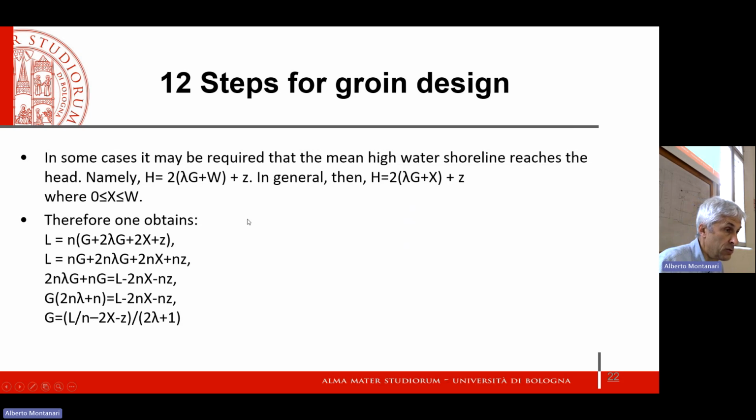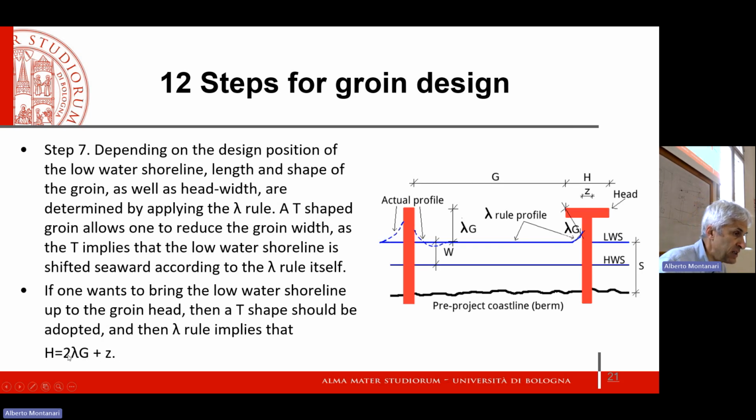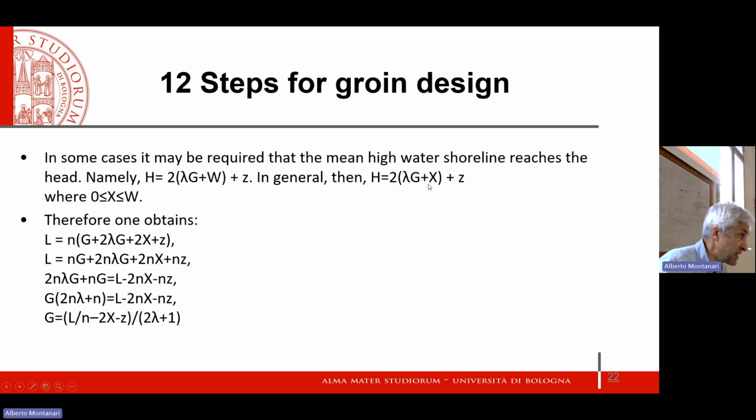Okay? So I go back. Here it was 2 lambda g plus z, the width of the T. If I make it 2 lambda g plus x, x is a kind of allowance, okay? Where usually we recommend that x is greater than 0, because an allowance lower than 0 is not recommendable, of course. And we recommend that the allowance is lower than W, because it's not really useful that we go beyond positioning the high water shoreline at the end of the groin. It's not necessary, indeed.